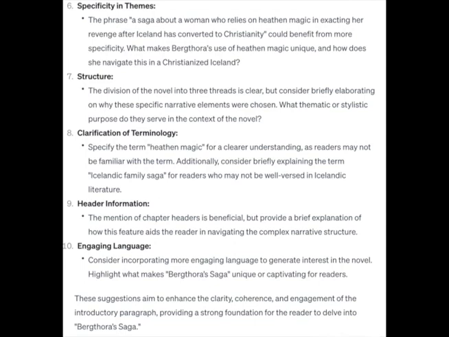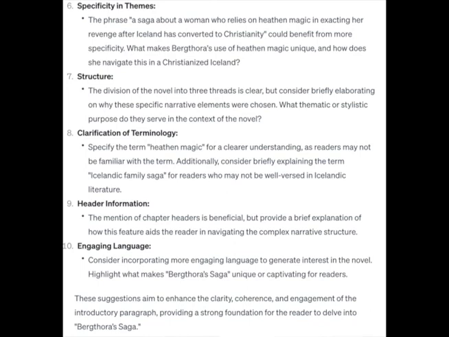Okay, so here I could potentially elaborate a little bit more on what that kind of magic looked like, that some of it might be compared to more modern day shamanism, and why it's really important for her to keep this as secret as possible, considering that Iceland has officially converted to Christianity. So there are definitely aspects that I could elaborate on and make more specific. So I think that's a really helpful suggestion.